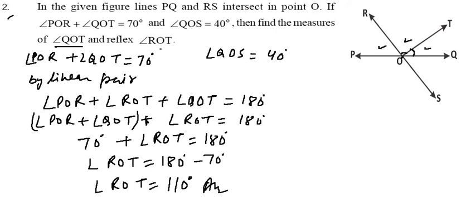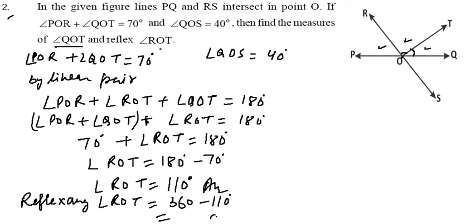This one is the ROT, but we want to find the reflex angle ROT. So reflex angle ROT will be equal to 360 minus 110. So we get here 0, and 6 minus 1 is 5, and 3 minus 1 is 2, that is 250 degrees. So that one is your answer. It is not your answer.